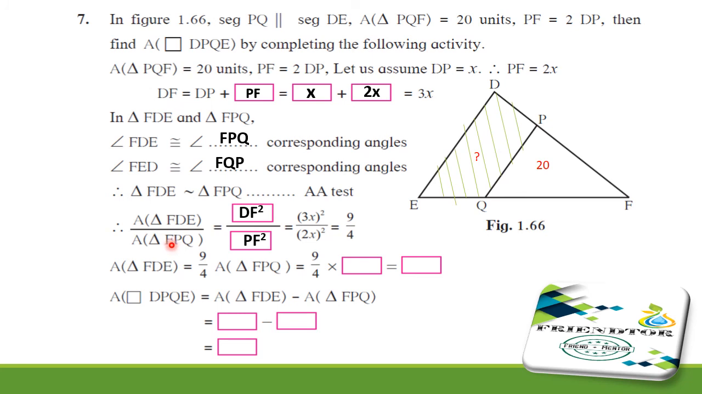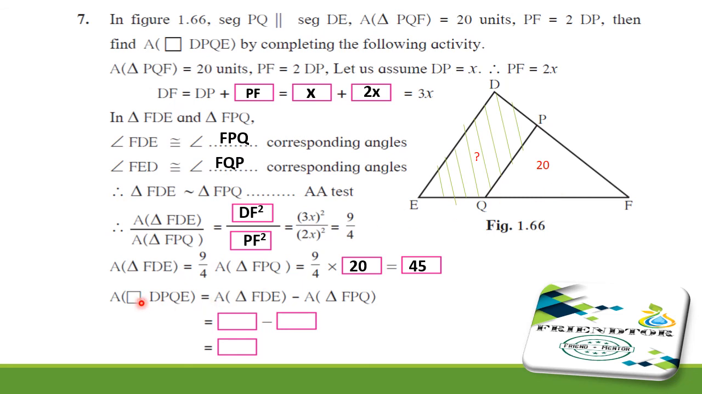So area of triangle FDE is equal to 9 upon 4 into area of triangle FPQ. Now this from the denominator went to the other side and got multiplied. What is area of triangle FPQ? It is 20 units. So 9 by 4 into 20. Now divide 20 by 4 and what will you get? 9 into 5. 9 5s are 45. So now we easily got the area of the triangle FDE using the statement of the theorem that we learned.